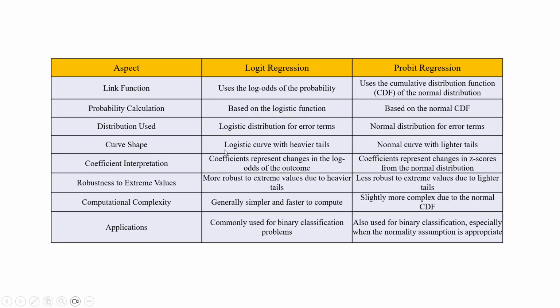Curve shape: logistic curve with heavier tails. Probit regression: normal curve with lighter tails. Coefficient interpretation: the coefficient represents the change in the log odds of the outcome. Here, the coefficient represents a change in z-scores from the normal distribution. Robustness to extreme values: logit is more robust to extreme values due to heavier tails. Probit models are less robust to extreme values due to lighter tails.